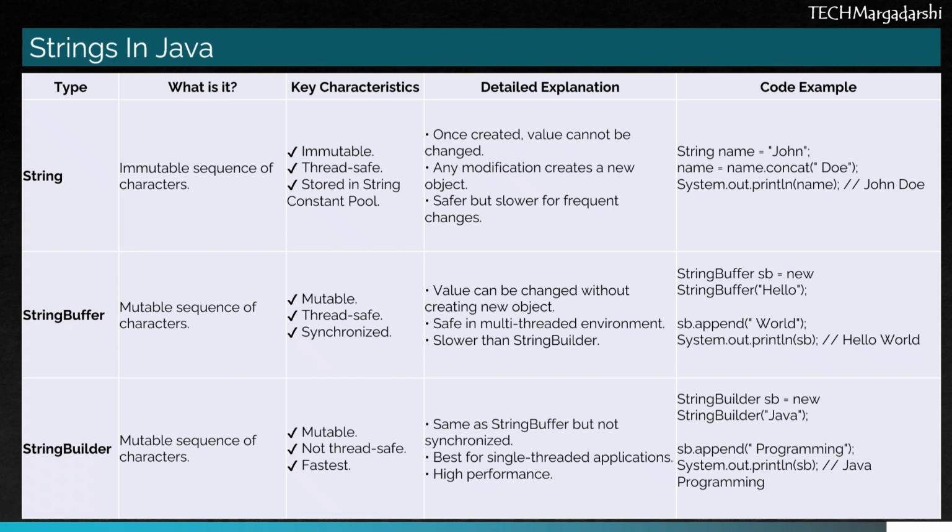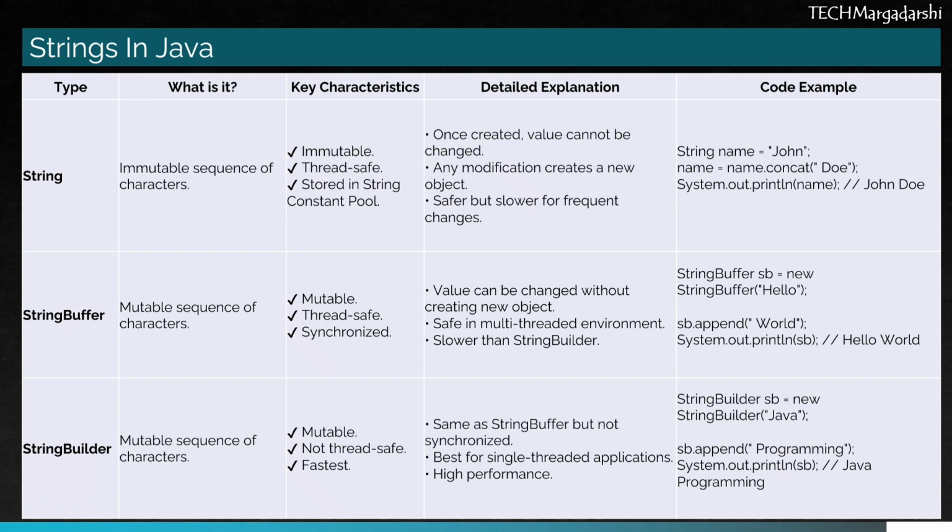To handle situations where we need to modify text frequently, Java provides StringBuffer and StringBuilder. StringBuffer is mutable, meaning its value can be changed, and it is thread safe because it is synchronized. This makes it suitable for multi threaded applications, although it is slightly slower. On the other hand, StringBuilder is also mutable but not thread safe.